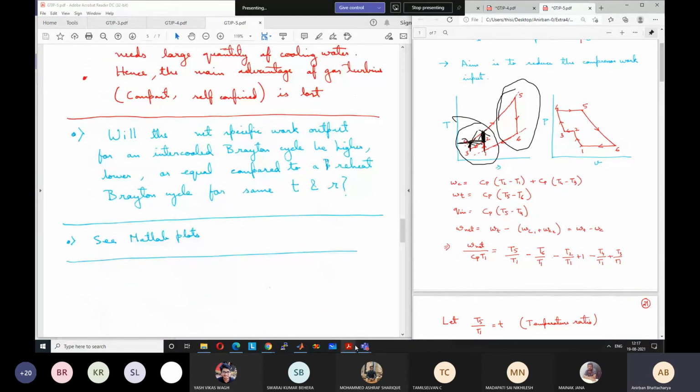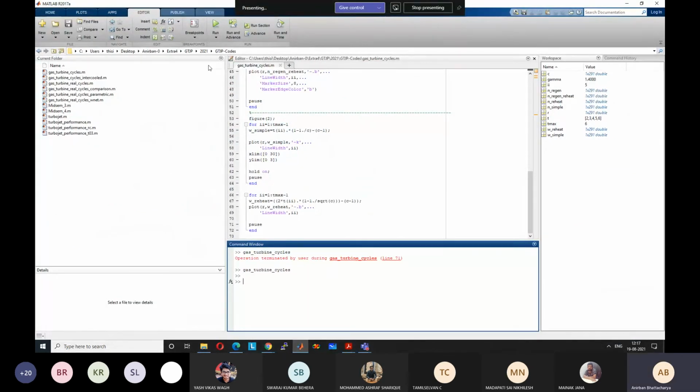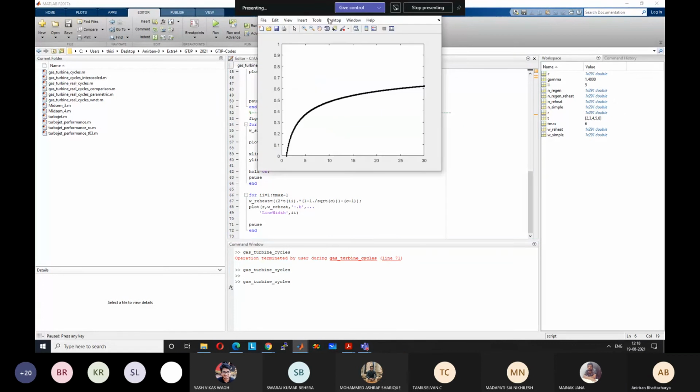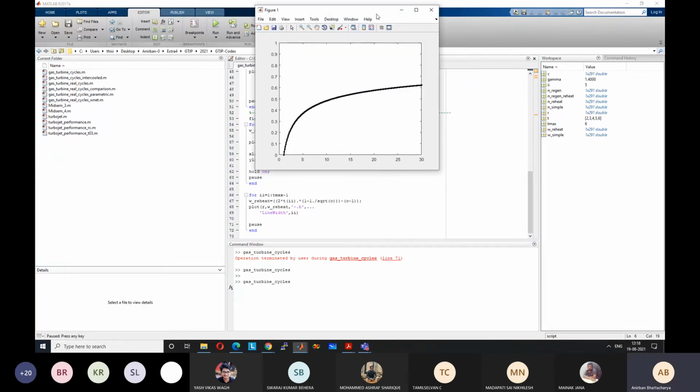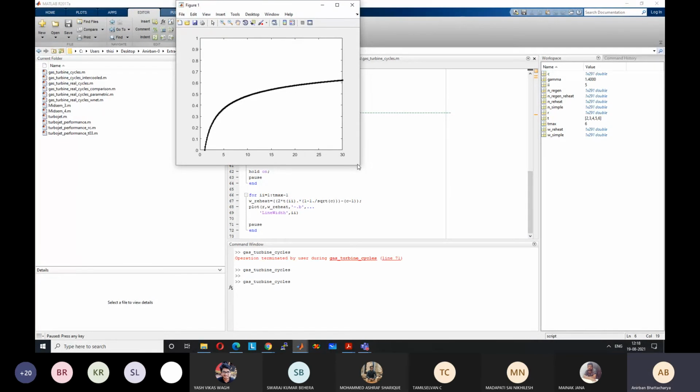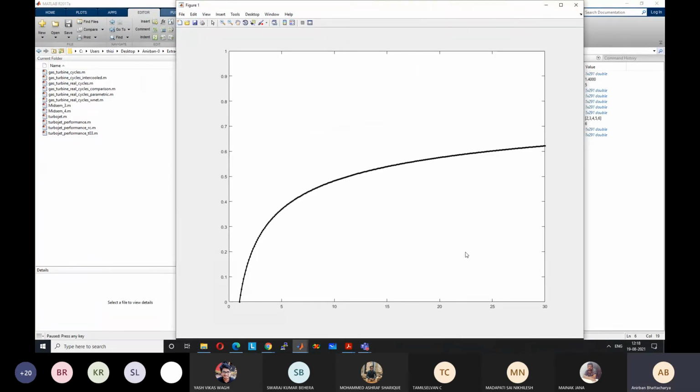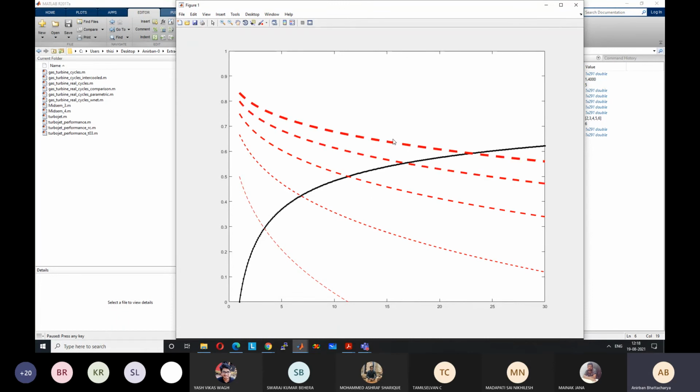I will show a plot here. So our familiar plot now. So you should be able to generate these kind of plots easily. Why? Because by writing simple programs, you can find out those variations of eta and W net with respect to R and T. You can plot any variation with respect to R and T, and then you can see also. It's quite interesting. So simple Brayton cycle, then regeneration cycle, T is equal to 2, 3, 4, 5, and 6.